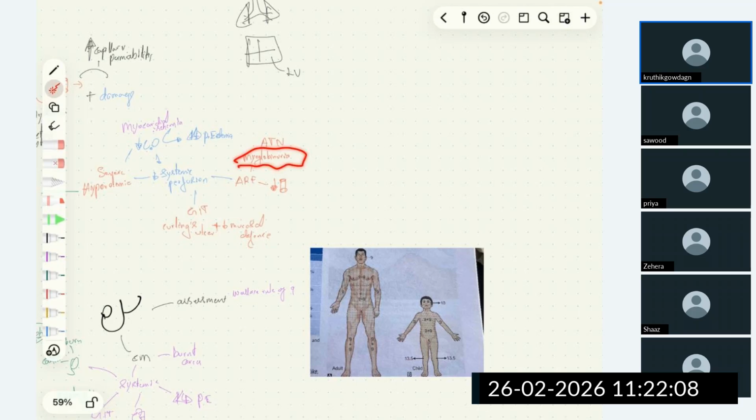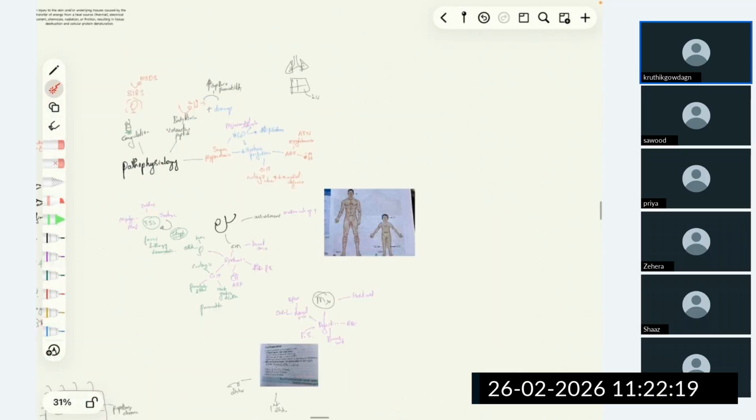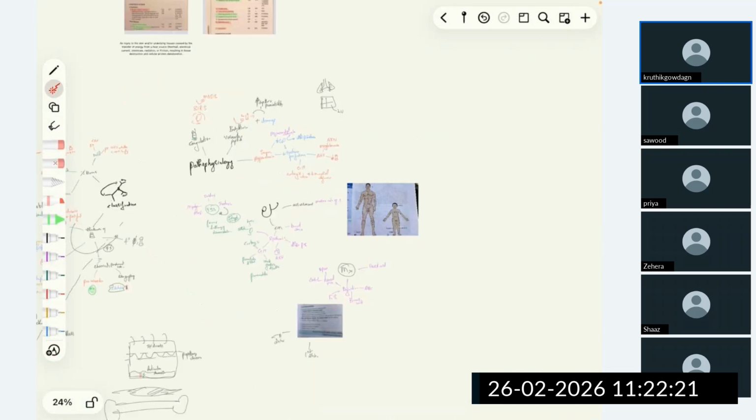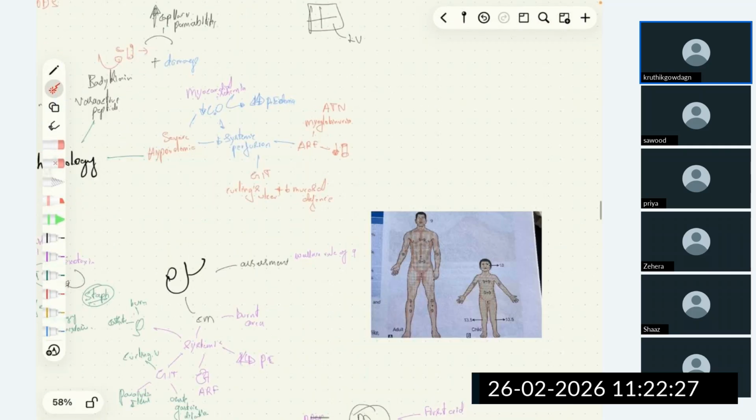This myoglobinuria is toxic for tubules. It causes acute tubular necrosis. We already discussed this. So here, acute renal failure can occur in burns due to 2 reasons, that is prerenal and renal: reduced blood supply and acute tubular necrosis. Remember this point. What are the GIT manifestations of reduced systemic perfusion?